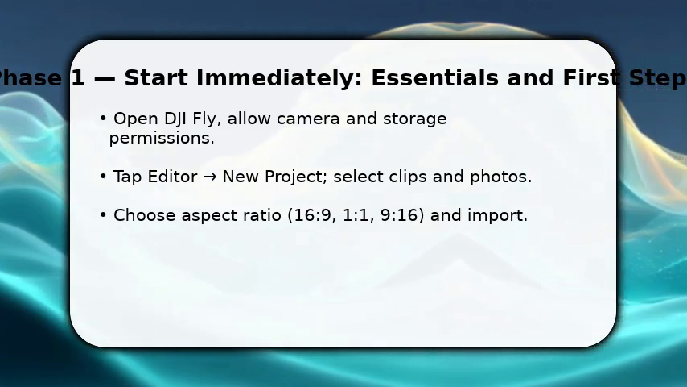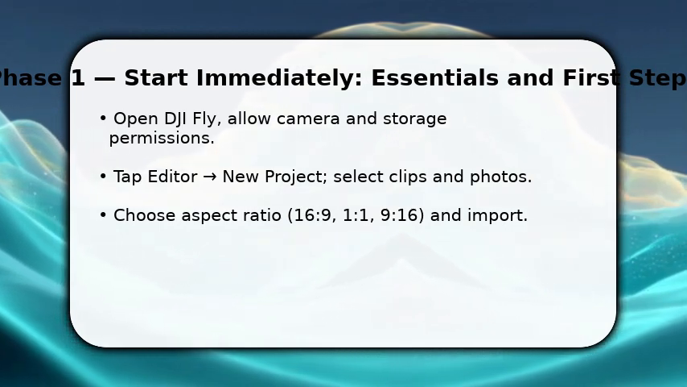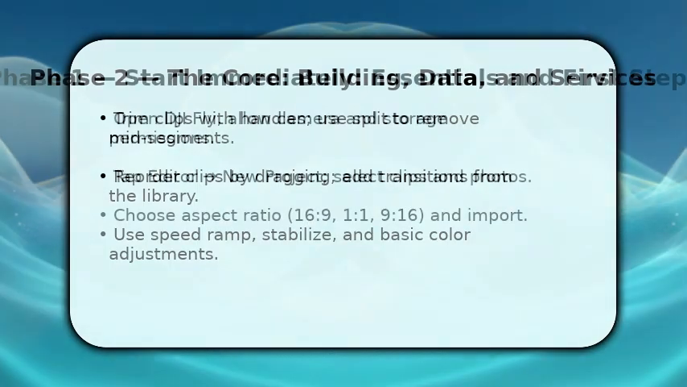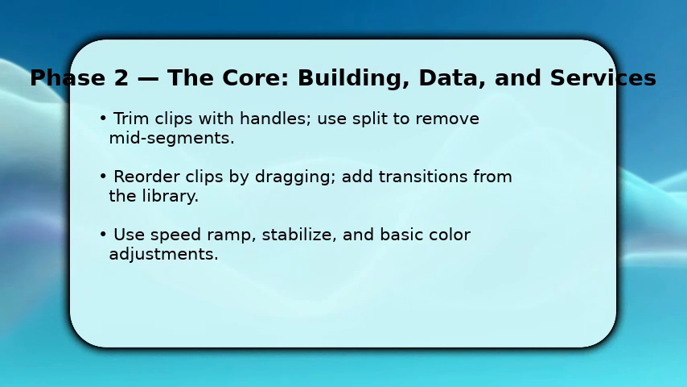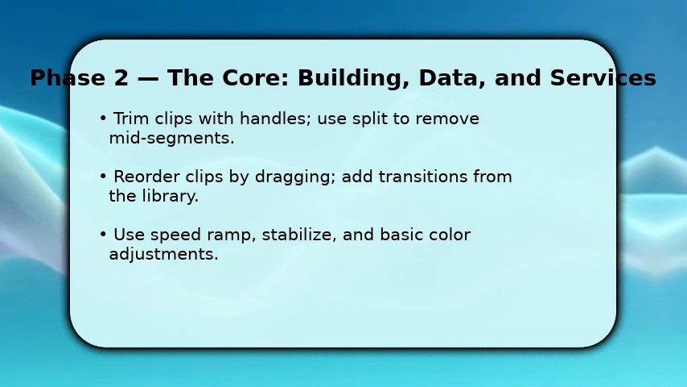After import, skim through clips and mark the main moments. This gives you a focus set to trim and edit next. You now refine the material. Zoom the timeline and drag clip edges to trim. Use split to cut out unwanted middles. Then reorder clips by dragging them into your desired sequence, because flow matters more than length.